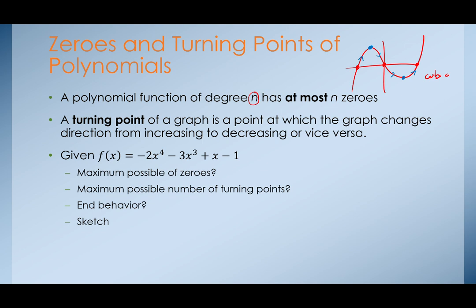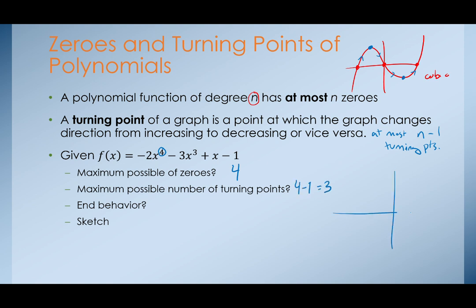So at most, a graph would have n minus 1 turning points. Now, if we have the polynomial f of x equals negative 2x to the fourth minus 3x to the third plus x minus 1, the maximum number of possible zeros is equal to the degree of the polynomial, 4. And the maximum number of possible turning points is 4 minus 1, so 3.